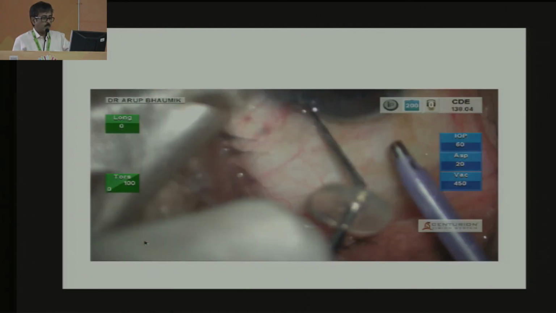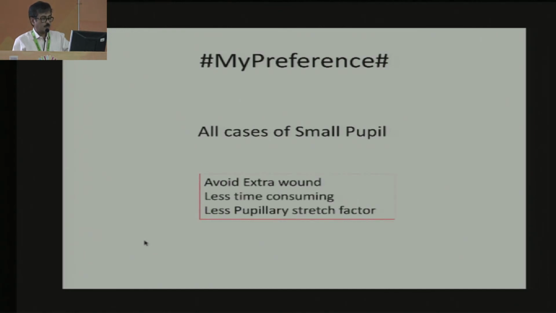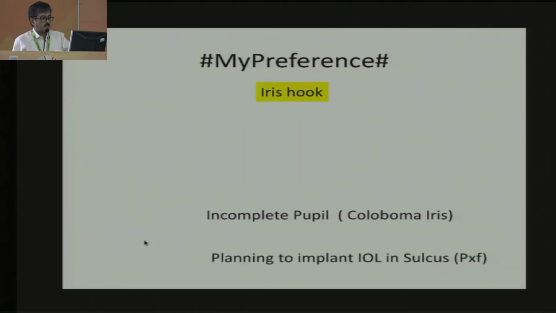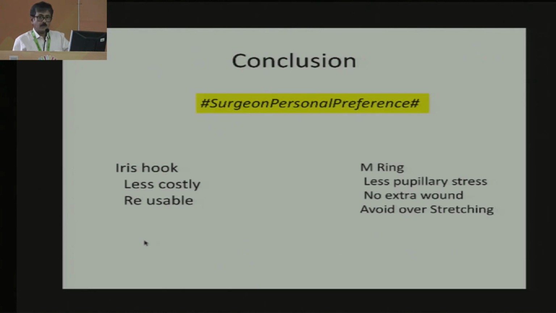In our hospital we use the pupillary device in all cases because it needs no extra incision. But in these two situations I always use the iris hook: preoperative or peroperative miosis with expected zonular laxity, or planning to implant a sun class.